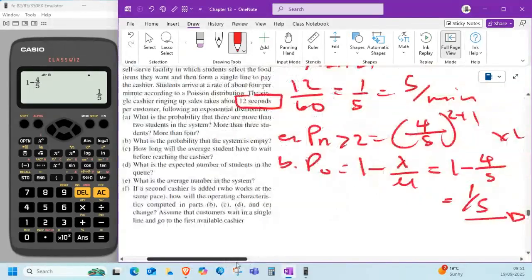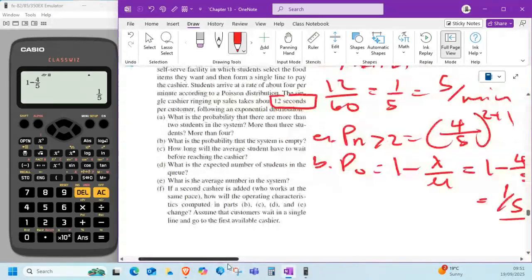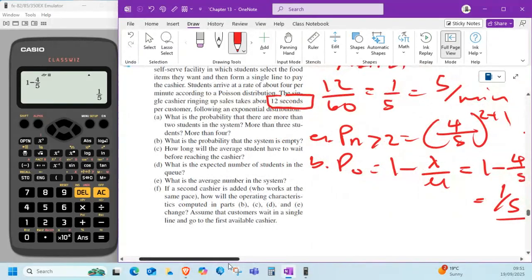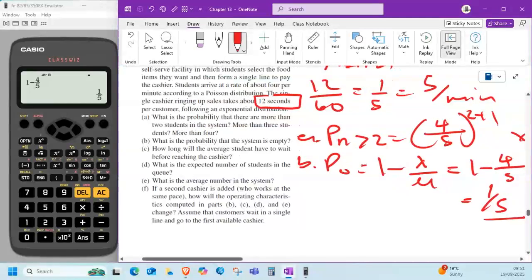And then see how long students have to wait. That is time before reaching the server. Sometimes you'd find that it kind of confuses you. For instance, how long they wait, that is not the time they spend in the system. Basically, they're waiting in the queue. When you read further it will give you some idea.